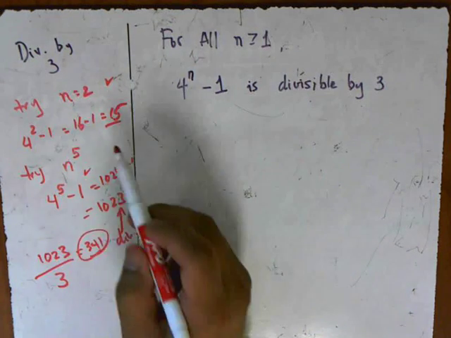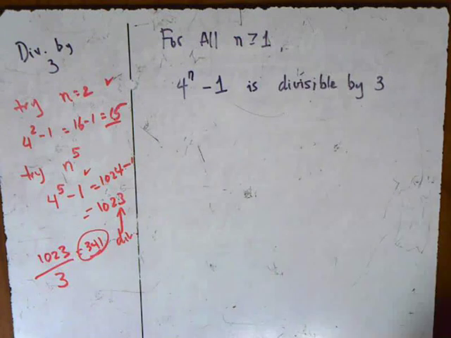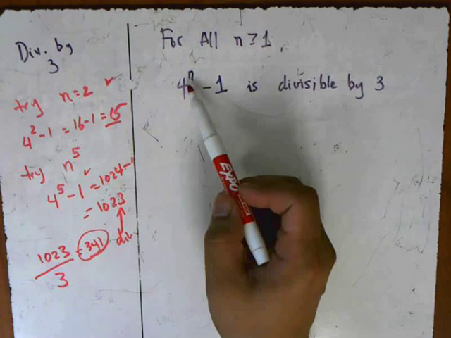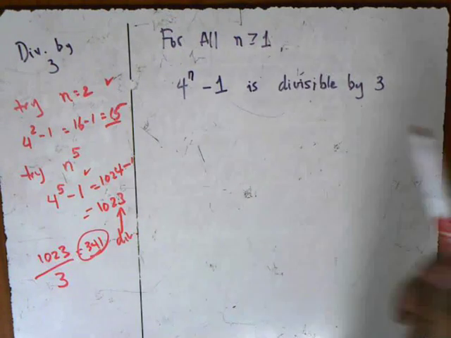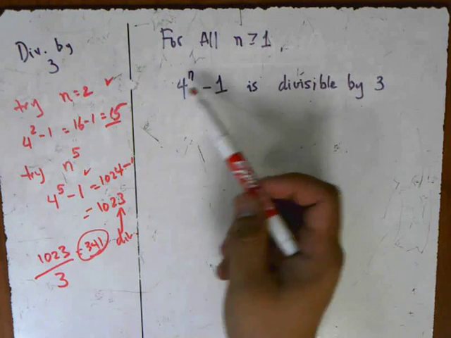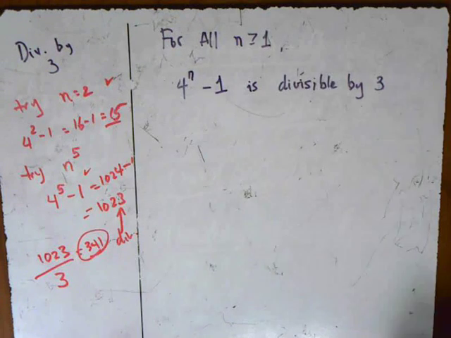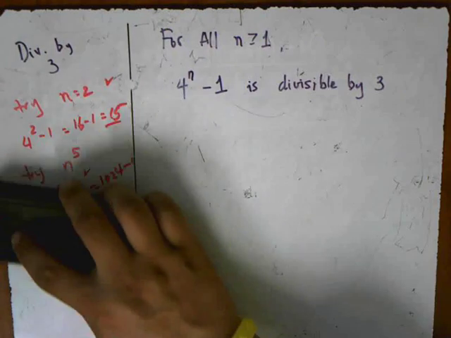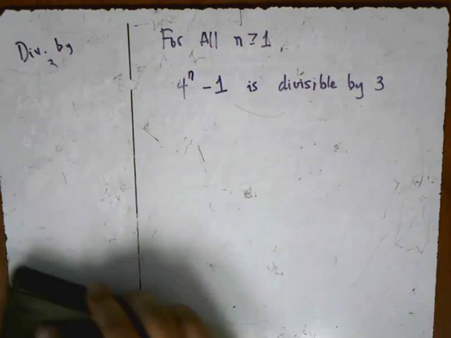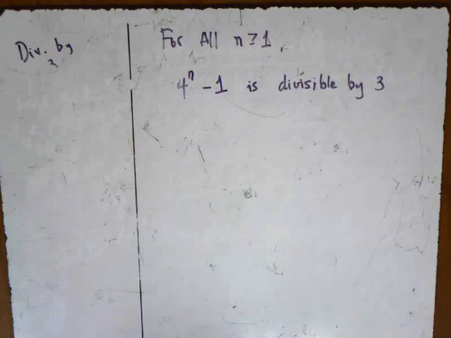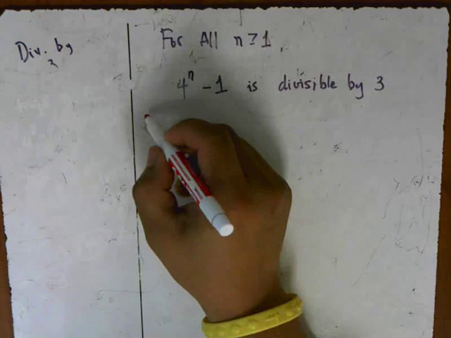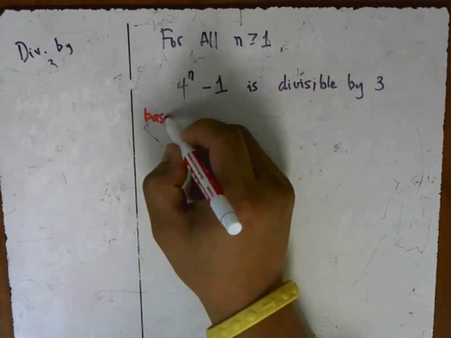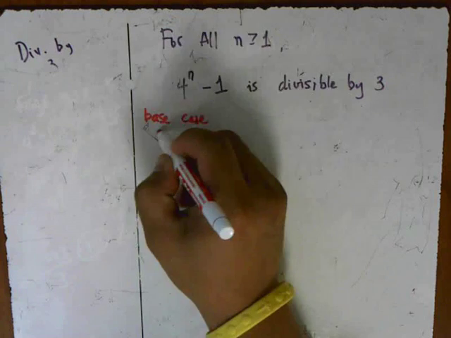So this works. This is what the statement is saying: no matter what number you put in here for n, whether it's a small number like 2 or 5 or something gigantic like 4 to the 10th power or 4 to the millionth power, this entire expression will still be divisible by 3. Let's get to the business of proving this, and this is a little bit trickier than what we normally do. We always start with the base case, or the base step.